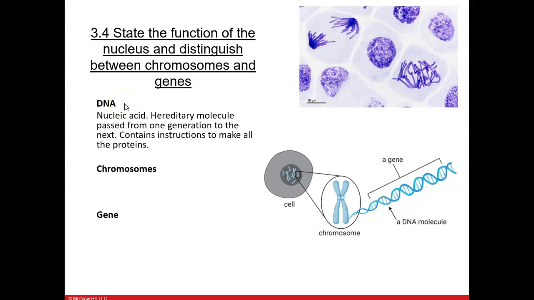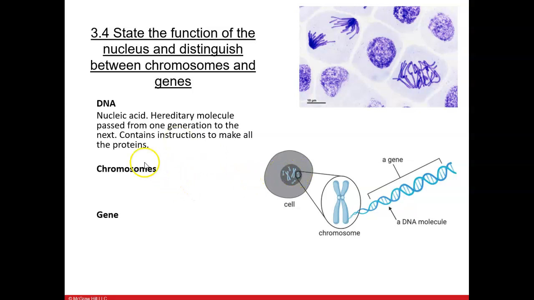DNA is a nucleic acid. It's a hereditary molecule passed from one generation to the next. Remember that it contains the instructions to make all the proteins. The proteins are the structural molecules and the enzymes of cells. So when we look in a cell, the nucleus of the cell is filled with DNA. DNA is the instructions on how to make the cell itself.